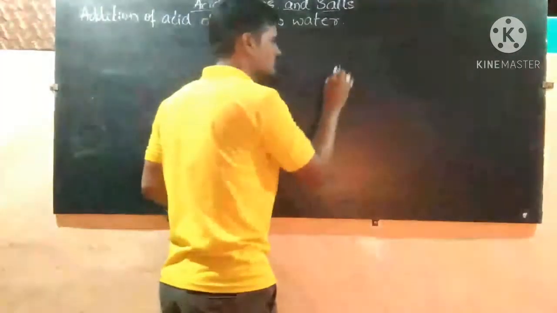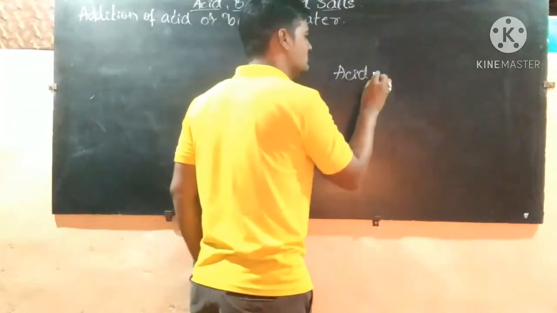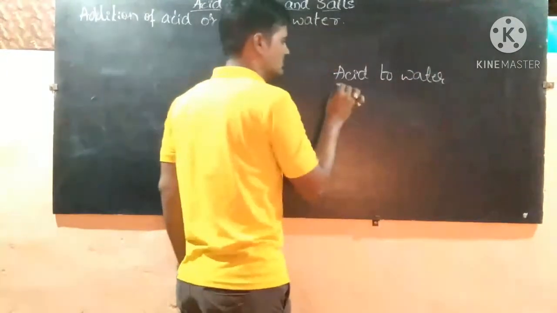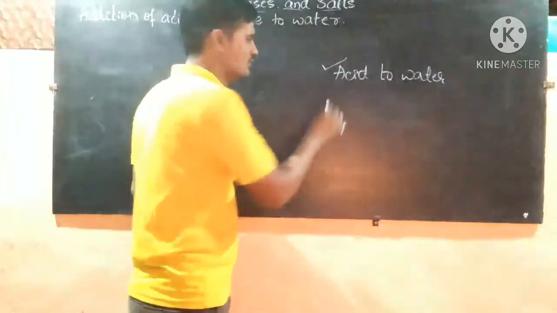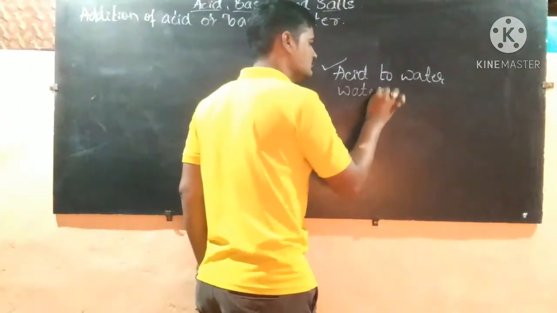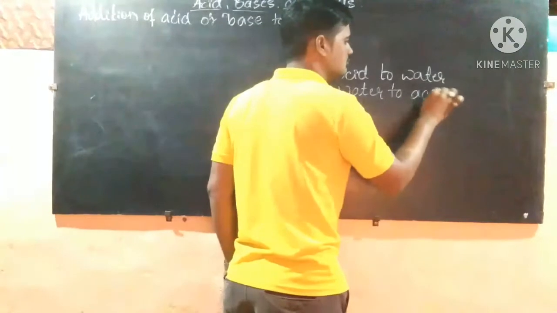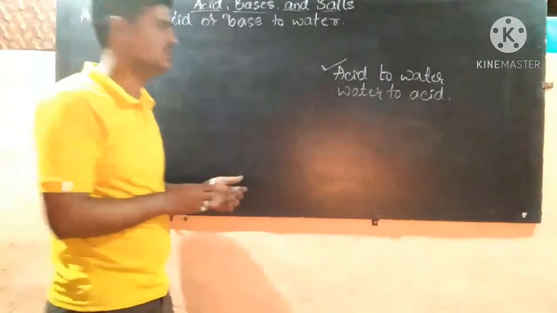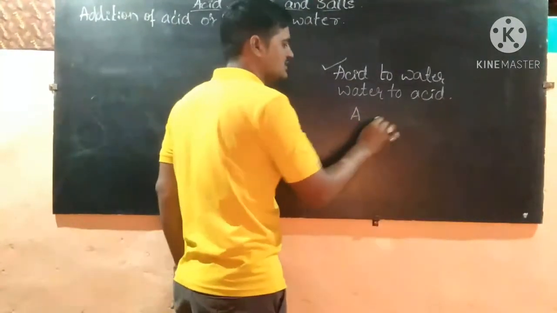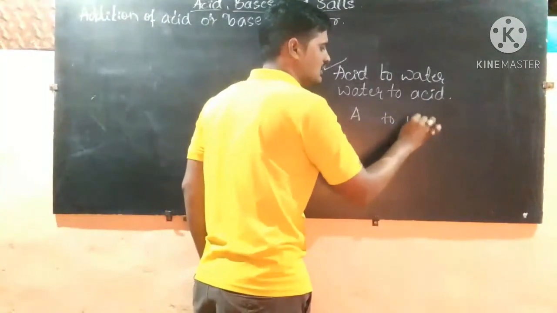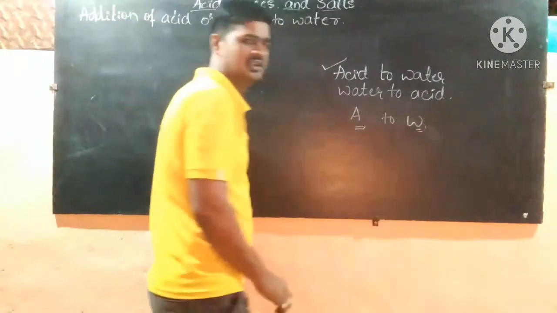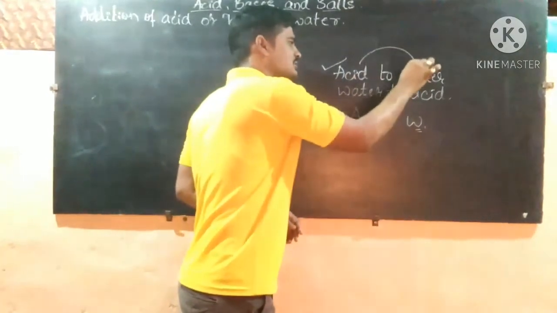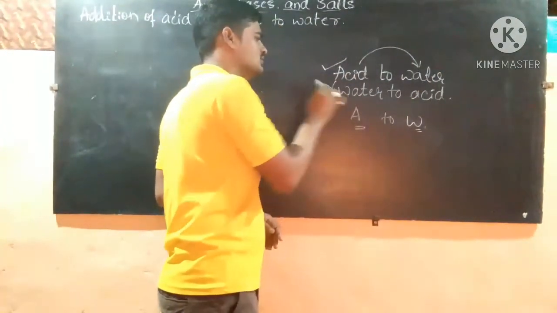That is, acid should be added to water. This one is the right method, not the water to acid. By alphabetical order also we can remember that acid comes first and then the water. A comes first and then the W. By this way also we can remember that always the acid should be added to water, not the water to acid.